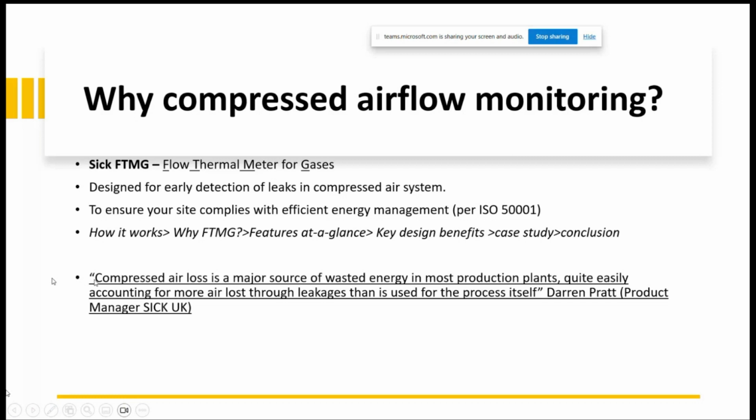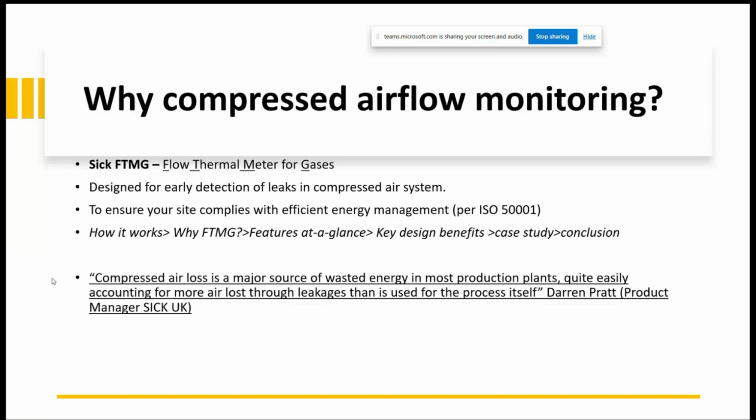This is a quote from Darren Pratt, product manager for SICK UK: compressed air loss is a major source of wasted energy in production plants, easily accounting for more air loss through leakages than is used for the process itself. Judging from other SICK presentations that I've seen, compressed air itself could cost at least 4 times as much as the base electricity for your plant. So we're looking at potential for massive savings here.